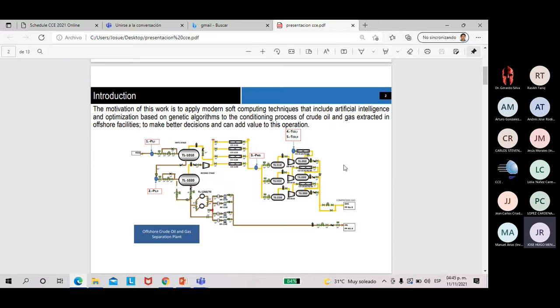The process diagram shows a typical installation for the processing of crude oil and gas. Crude is stabilized to be pumped to an onshore facility, and gas is compressed and sent onshore. The objective of this work is to find the set of optimal operating variables that maximize oil production in the offshore facility, which brings both economic and environmental benefits.